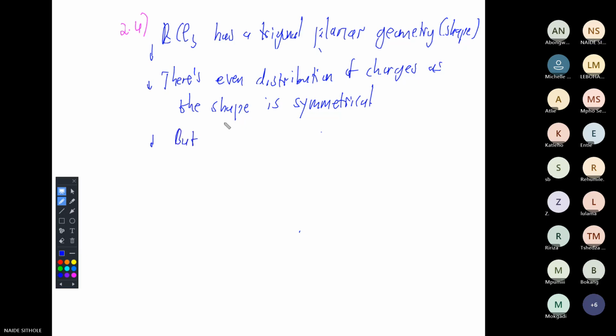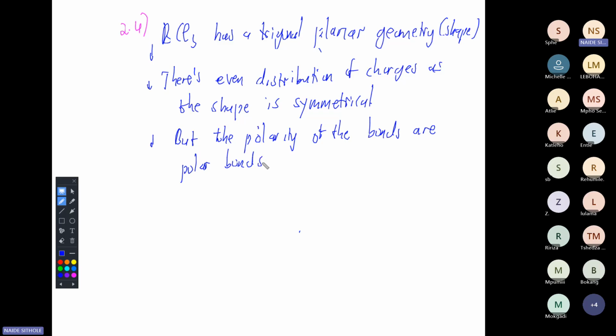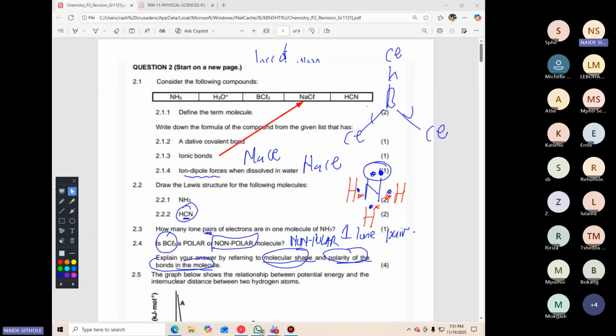But the polarity of the bonds are polar bonds. And then how do you confirm that? By calculating change in EN. So you'll say EN of fluorine minus electronegativity of hydrogen. Remember, you take the bigger one minus the smaller one.